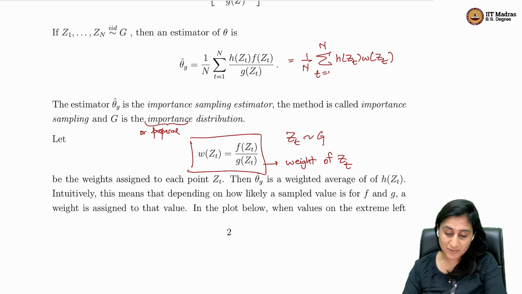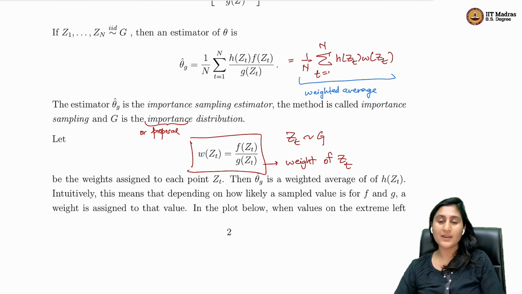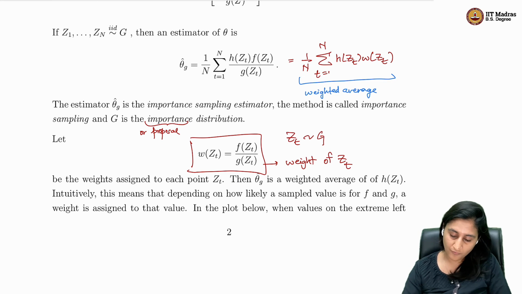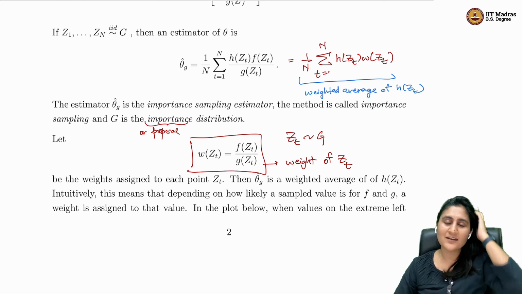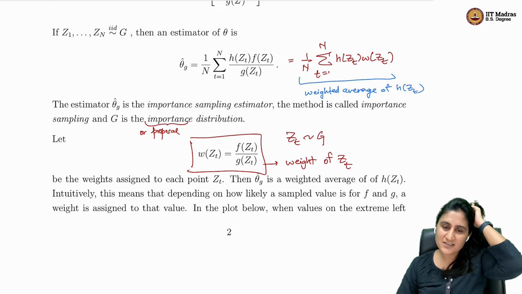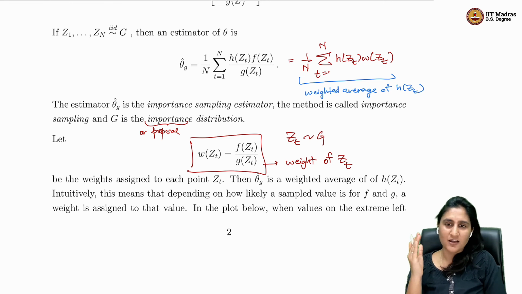So what this says is that this is nothing but a weighted average of the H of Z's. But weighted by what? That's the question. It's a weighted average, weighted by the weights f by g. So the weight associated is the density function of the target distribution at Z divided by the density function of the proposal distribution.